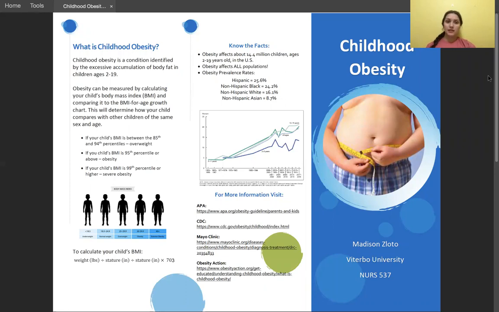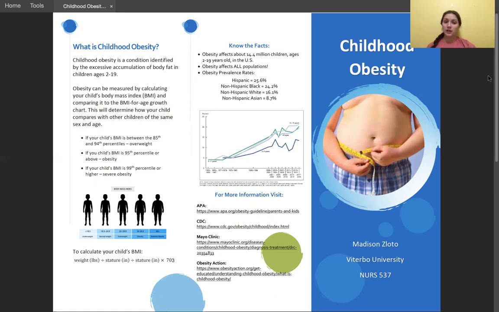Childhood obesity is a condition identified by excessive accumulation of body fat for children between the ages of 2 to 19. Obesity can be measured by calculating the child's body mass index, also called a BMI. This is calculated using the child's height and weight, and then the child's BMI is compared to other children of the same sex and age.